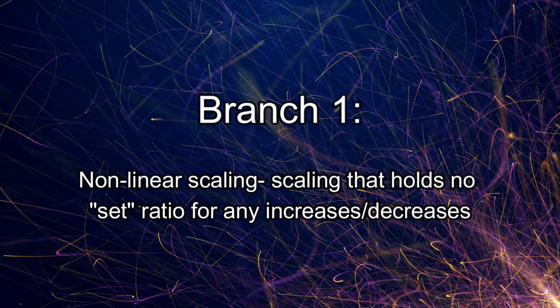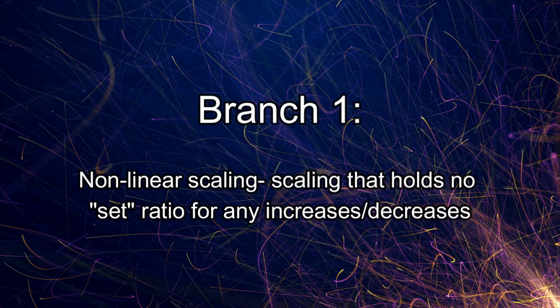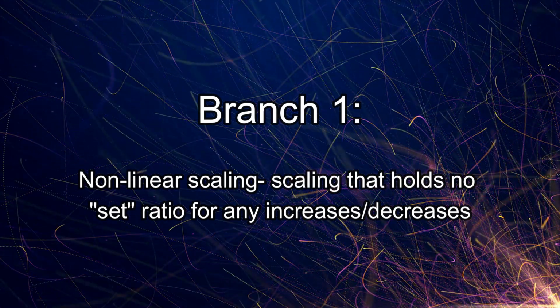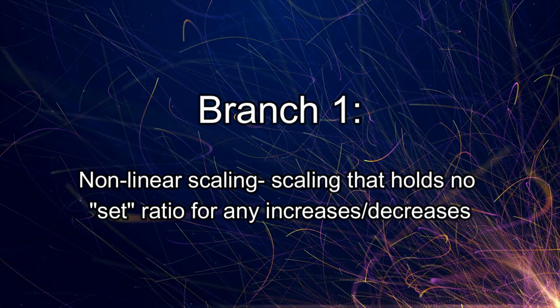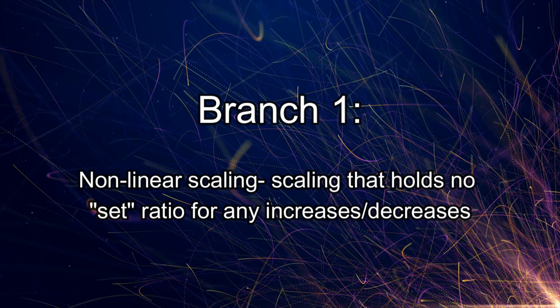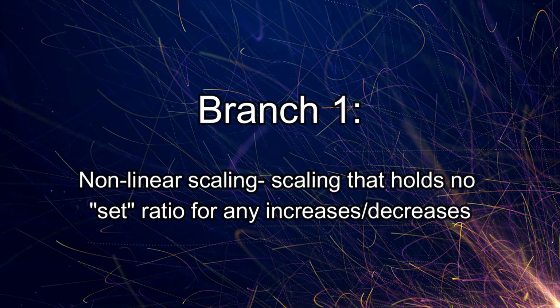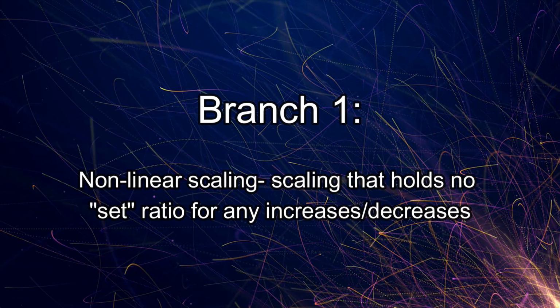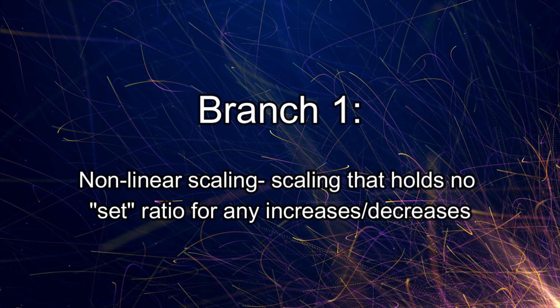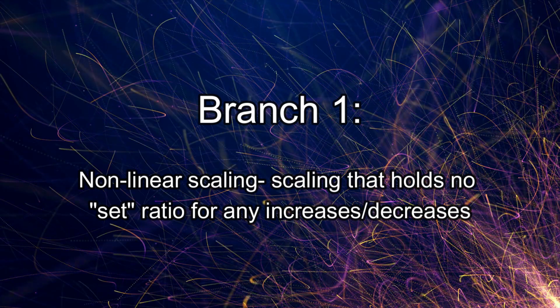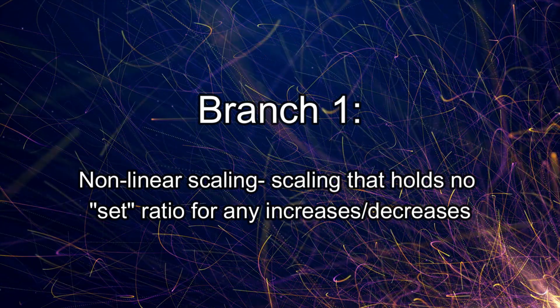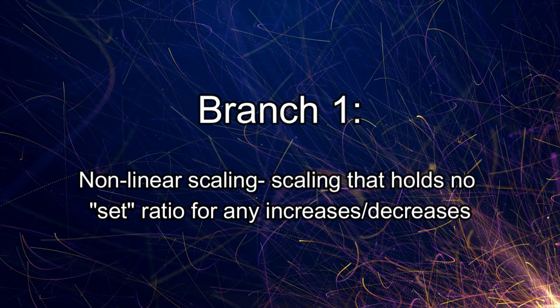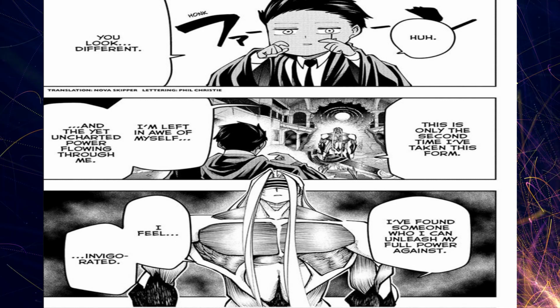But then we have non-linear scaling. What would that be, right? Okay, so non-linear scaling is simply scaling that holds no set ratio for any increases or decreases, such as, again, say, a 50 times increase applying to the overall, say, energy system, such that it instead boosts the character by less or more than 50 times. The 50 times increase in this case could apply in almost any way, and some examples of such scaling include, say, Naruto's tailed forms, or Toguro forms, Doom forms, and others.